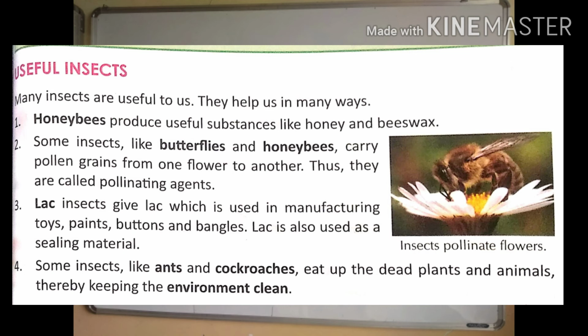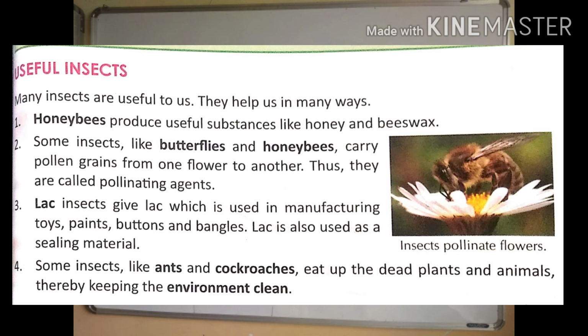Students, many insects are useful to us. They help us in many ways. First we will see honeybees. We have already seen about the honeybees. Honeybees produce useful substances like honey and beeswax. Honey we use as a medicine, and beeswax we use for preparing candles and other purposes also.